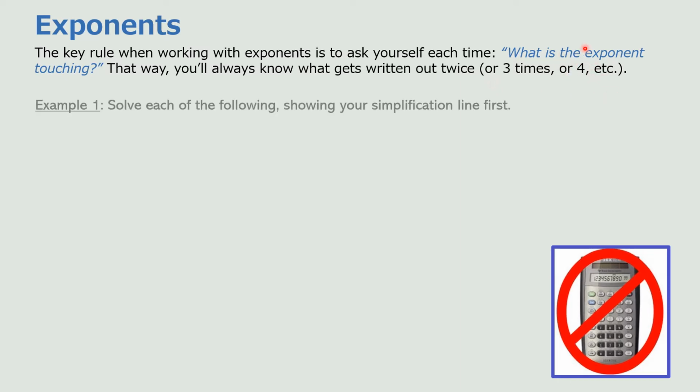So example 1, solve each of the following showing your simplification line first. I'll explain that. If you look at these questions, they're all slightly different from each other. They all have a base of 7, and most of them have a power of 2, but the last one here has a power of 3. So simplification line first. Okay.